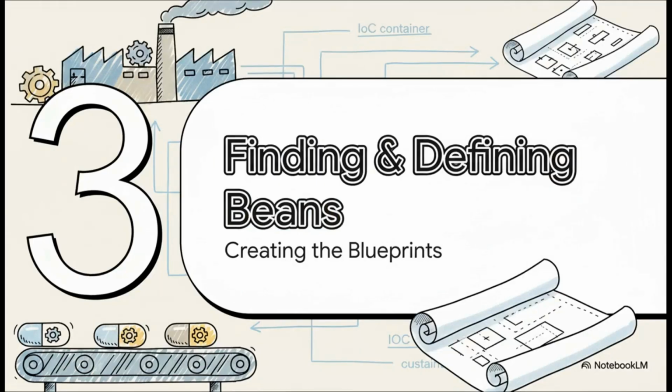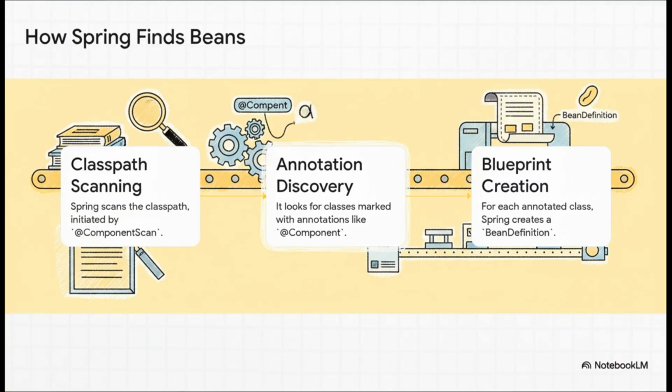Okay, so how does our factory know what to build? It can't just guess, right? It all starts with Spring scanning your project to find the instructions. This whole process usually kicks off with an annotation you might have seen: @ComponentScan. Spring then basically goes on a treasure hunt through your code, looking for special markers like @Component or @Service.